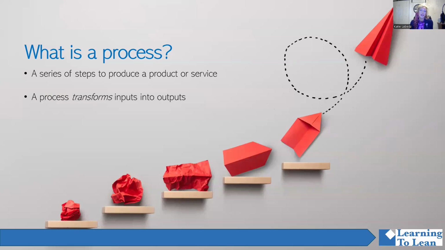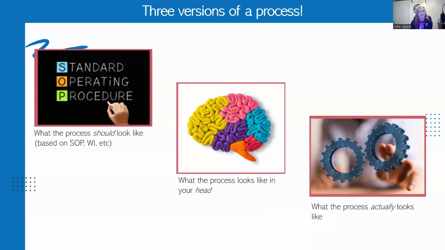So let's jump right into the introduction to value stream mapping. But first, what's a process? A process is a series of steps to produce a product or service. A process transforms inputs into outputs.